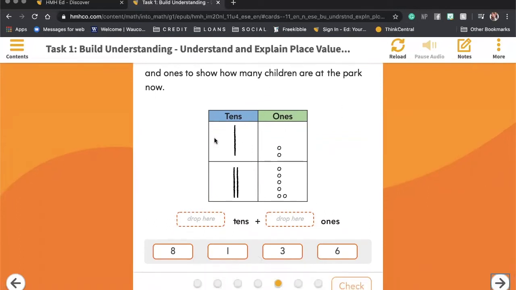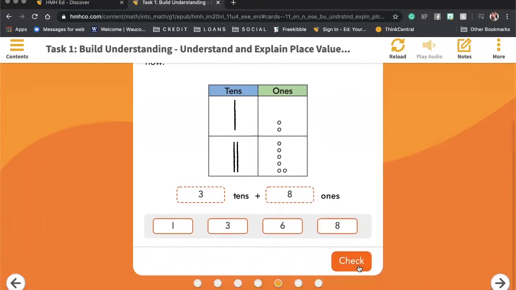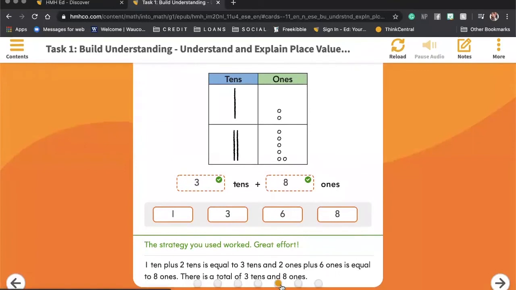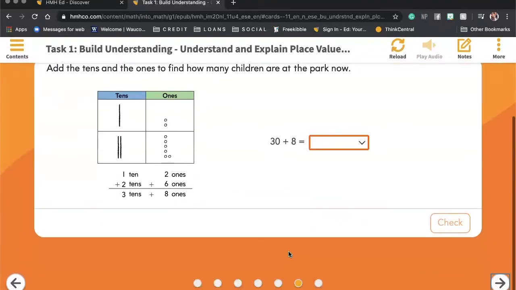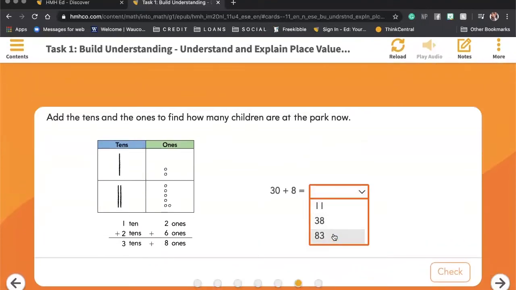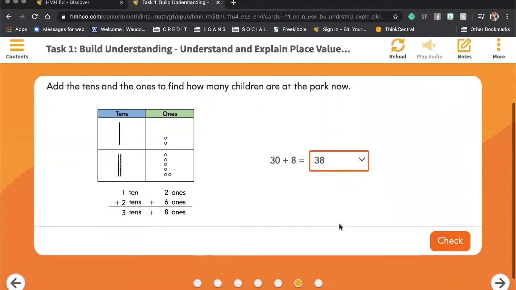So, as we've said, we have 3 groups of 10 and we have 8 1s. 3 10s plus 8 1s equals 38. 1 10 plus 2 10s is equal to 3 10s, and 2 1s plus 6 1s is equal to 8 1s. There is a total of 3 10s and 8 1s. So we know that 30 plus 8 equals 38.